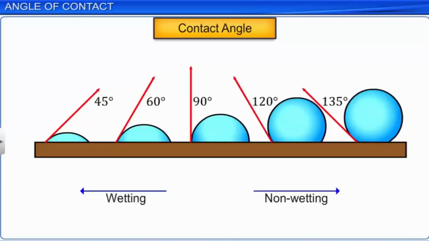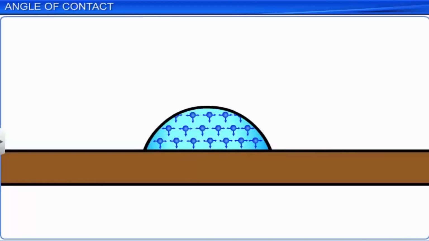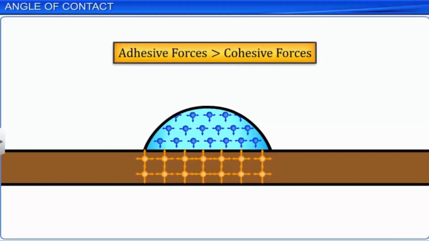If the angle of contact is acute, that is, less than 90 degrees, the liquid spreads across the surface and wets it. Here, molecules of the liquid are strongly attracted to molecules of the solid. Hence, adhesive forces are stronger than cohesive forces. Therefore, the liquid spreads across the solid as in the case of water on a glass.